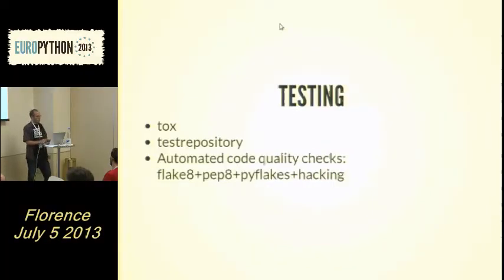And lastly, we have as much automated code quality checks as possible. We use Flake8, Pep8, PyFlakes, and our own homebrew version, which is hacking. All of these hook into Flake8, so that's the command line interface you just run. Whenever we have some sort of code quality check we want to enforce, we put it in hacking.